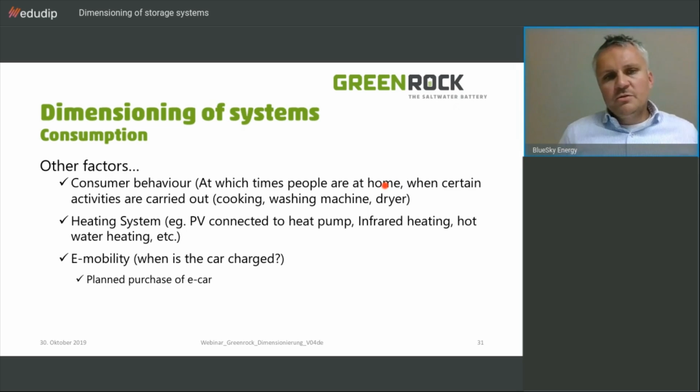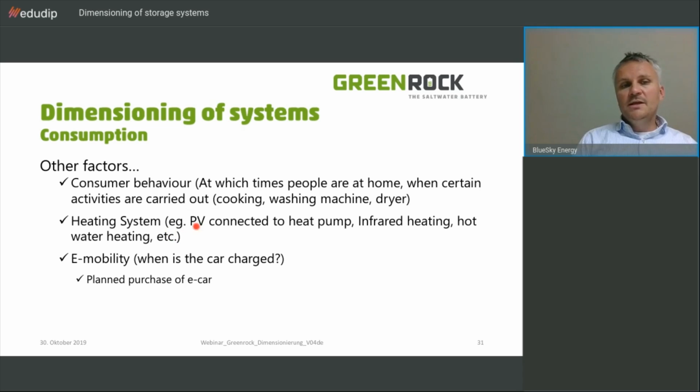The consumption is always, of course, then depending on the consumer behavior. Are there kids around? Is it a working couple? When do they cook? Do they cook at all? Do they dine out? When are they using the washing machine? So that's basically the distribution throughout the day, and maybe also deviating then through the weekdays and the weekends.